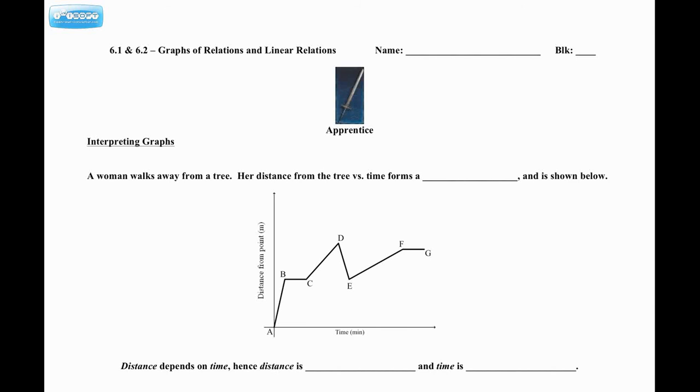Chapter 6, Sections 1 and 2, Graphs of Relations and Linear Relations, Apprentice level. So first off, let's talk about what it means to interpret a graph.